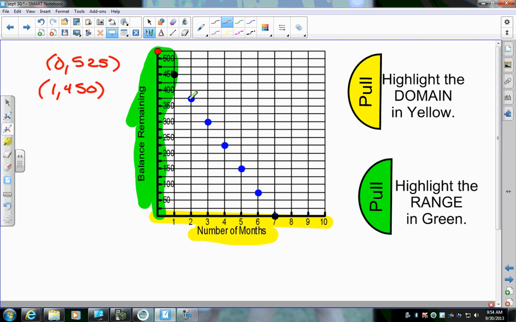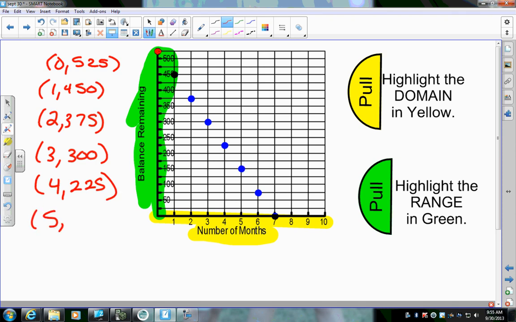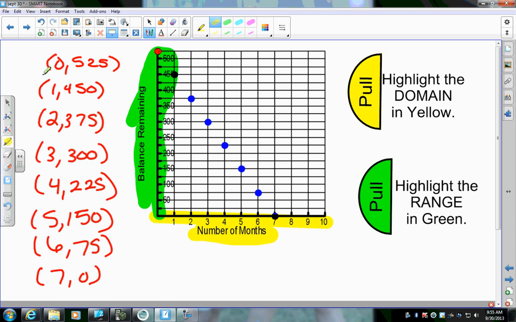2 and 375. 3 and 300. 4 and, what is that, 225? 5 and 150. 6 and 75. And 7 and 0. So again, on this, if I'm looking at these numbers, my domain is all the X numbers.